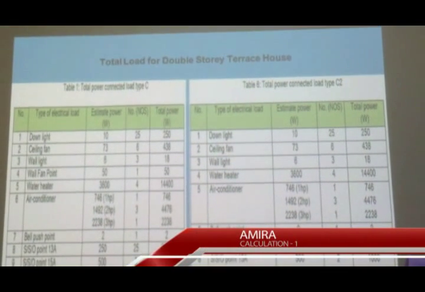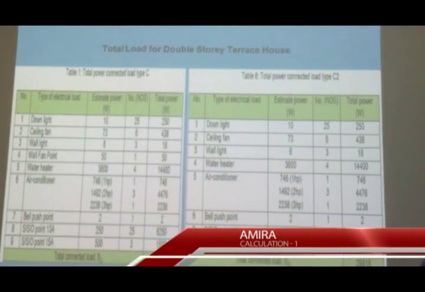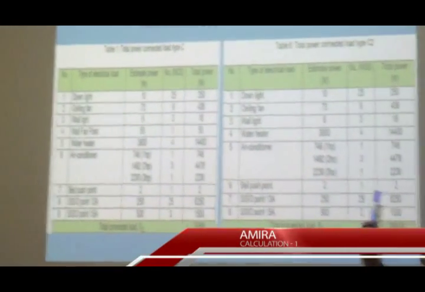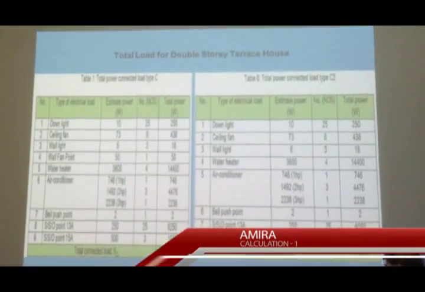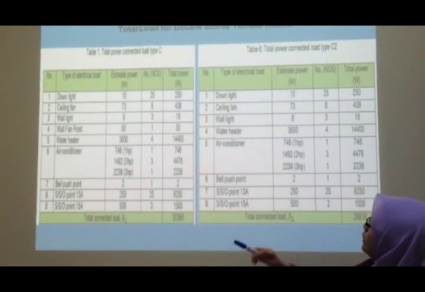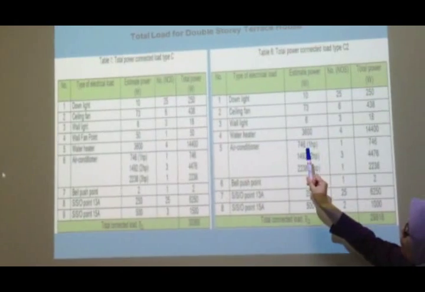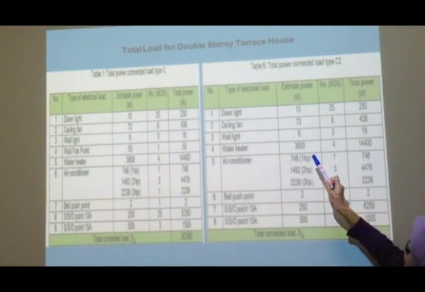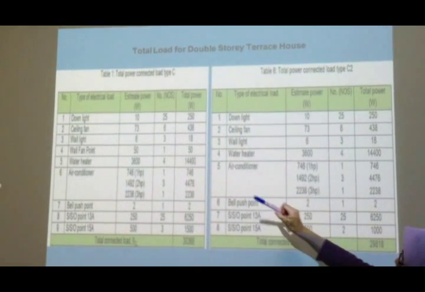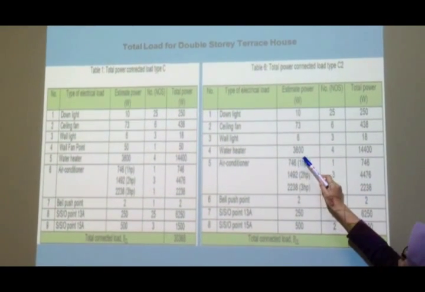About the total load for the double-story terrace house, which will be compared for type C and type C2. The estimated power is based on the IEC standard. For the downlight, it is 10 watt. For the ceiling fan, 73 watt. For the wall light, 6 watt. For the water heater, 3600 watt.